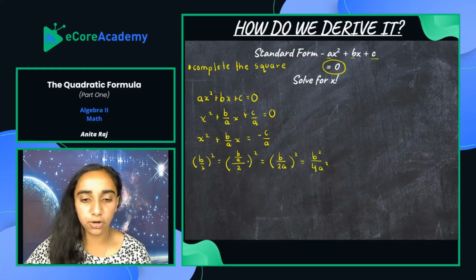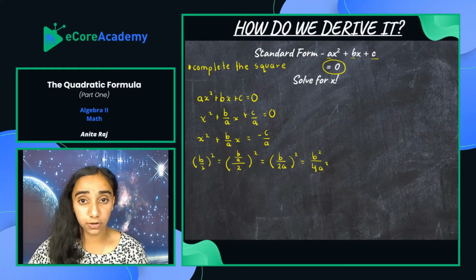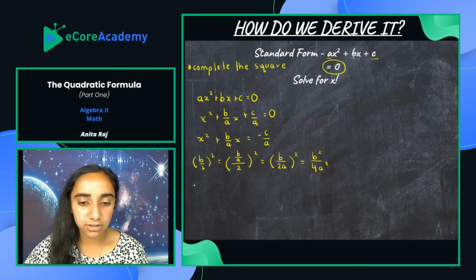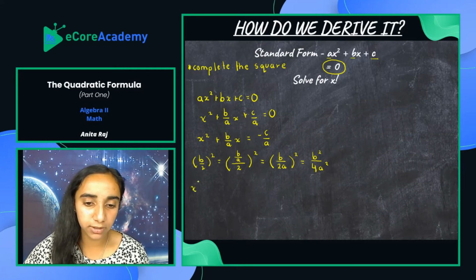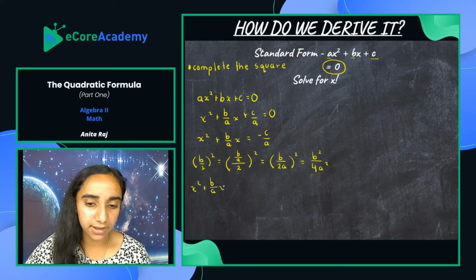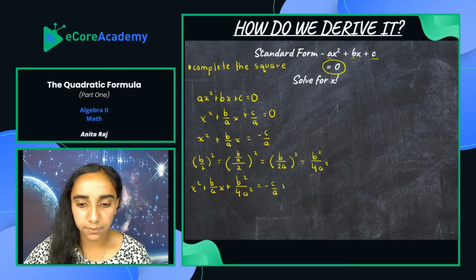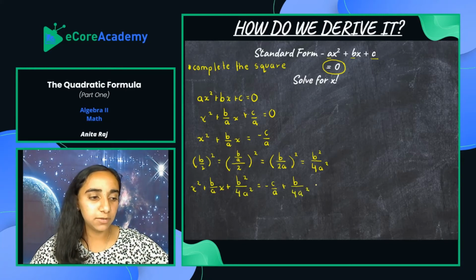So that is our b over 2 squared term that we're going to be adding to both sides so we can force that perfect square trinomial. So let's add that to both sides. If we do that, we'll get x squared plus b over a x plus b squared over 4a squared equals negative c over a. And remember to add the b squared over 4a squared to both sides of the equation. And then we will get that. So that's how we got up to there.